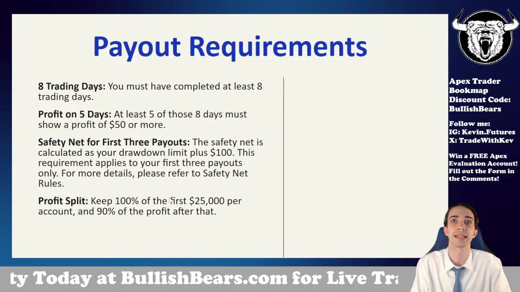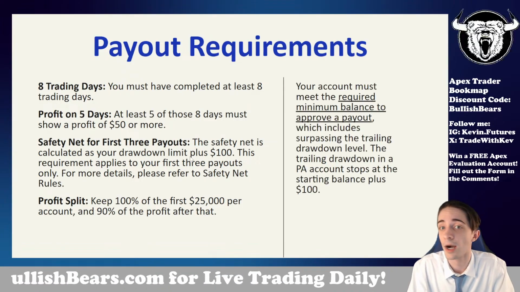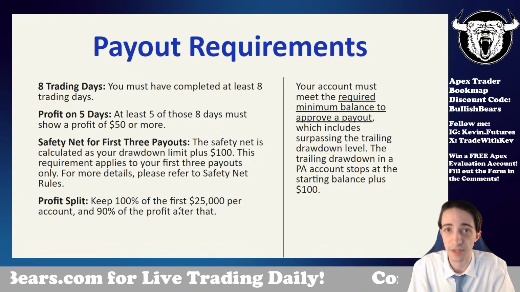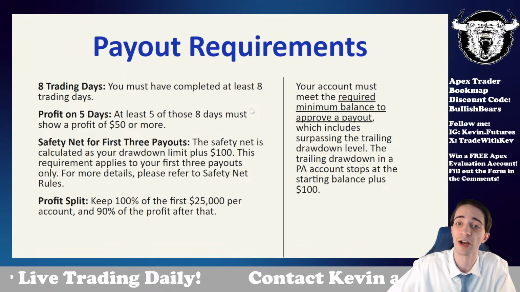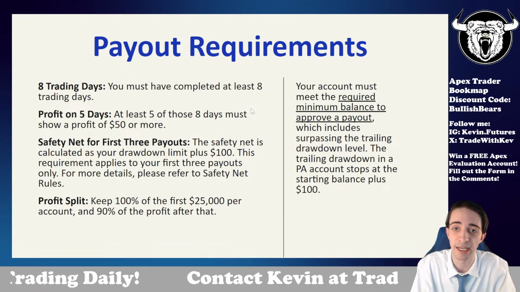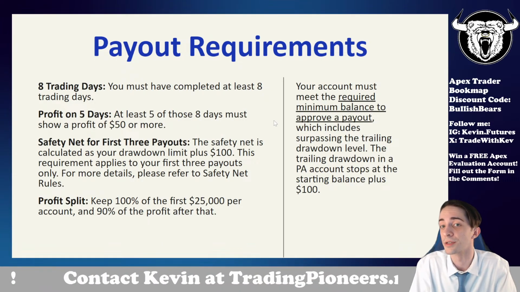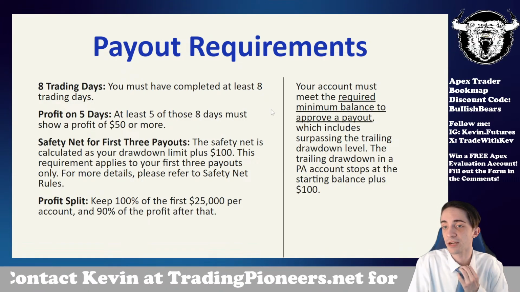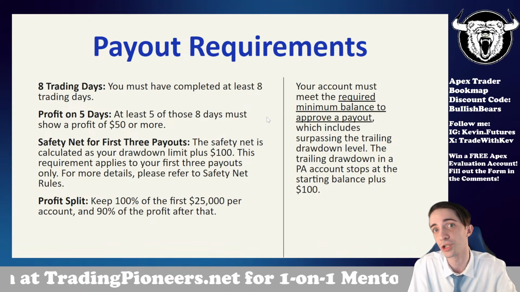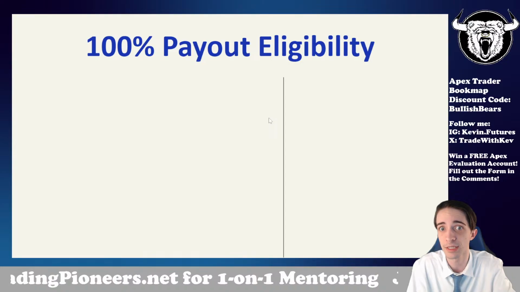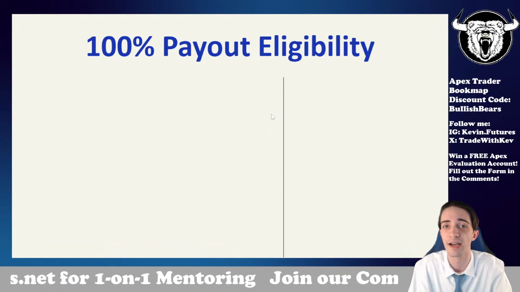So you could maybe take 10 accounts, $25K per account. That's amazing. And then 90% of the profit after that, which again is a huge profit split. Your account must meet the required minimum balance to approve a payout, which includes surpassing the trailing drawdown level. The trailing drawdown in a PA account stops at the starting balance plus $100. So that's where each trail down stops and locks in. That way we could build a stronger cushion depending on which account we have.